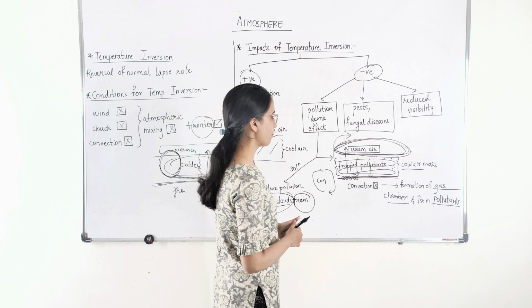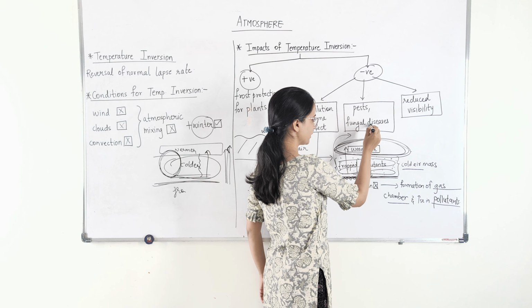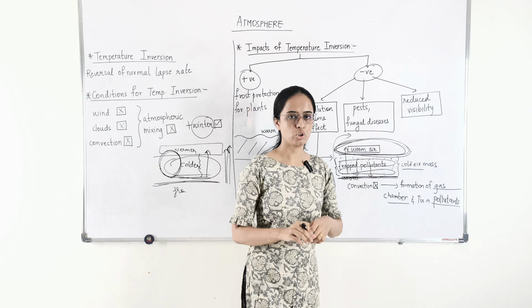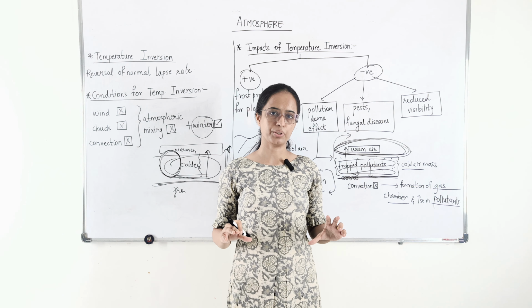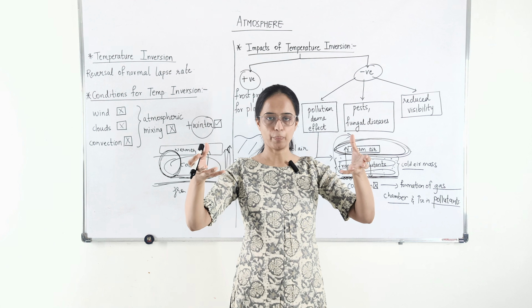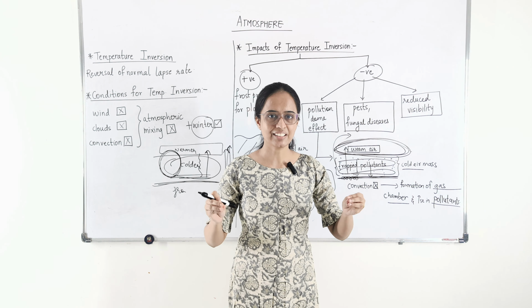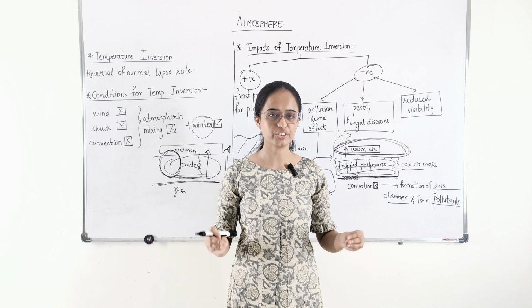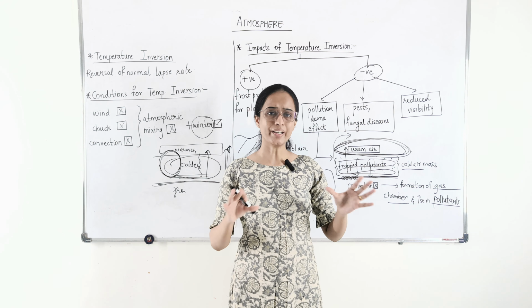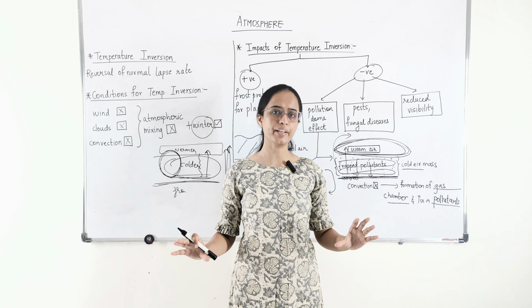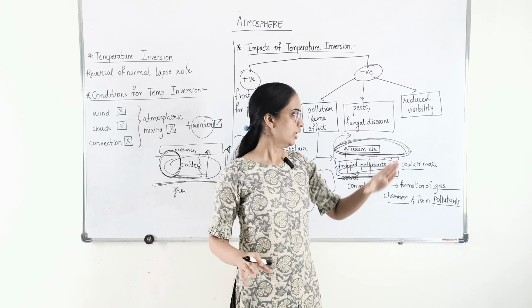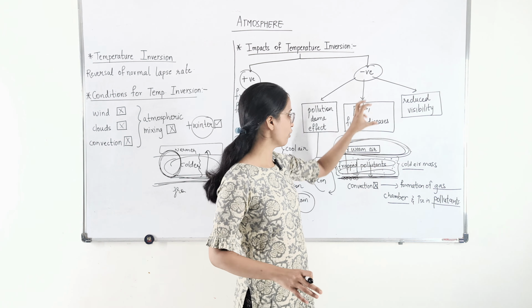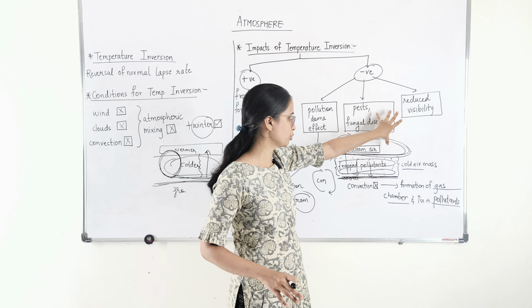Now the next negative impact is the increase in pests and fungal diseases. ये particular जो phenomena है जहाँ पे you have a colder air mass near the surface of the earth, and then you have the warmer air mass just above it, leading to temperature inversion. These are the ideal conditions for fungal diseases, for fungus to grow and for pests to grow. Why? Because there is no atmospheric mixing. They get a very stable environment to grow, and that is why it's a very suitable atmospheric phenomena for these particular organisms to grow.